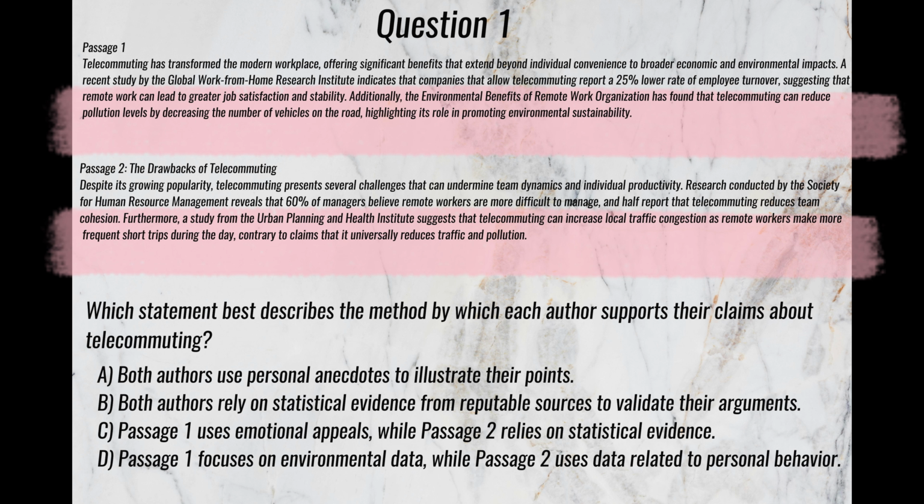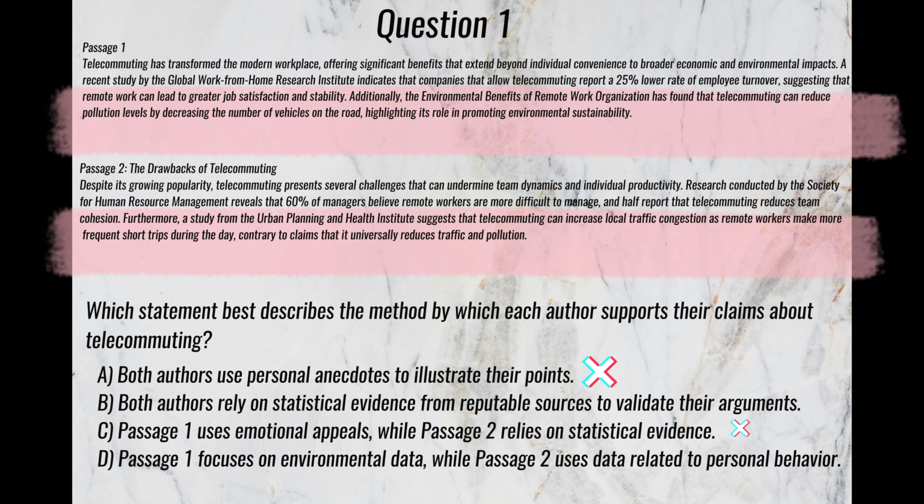Choice A mentions that both authors use personal anecdotes, but that's not quite right, as they both use more objective data. Now, choice B, this one's interesting because it notes that both authors rely on statistical evidence from reputable sources. This aligns with what we see in the passages. Then we have choice C, suggesting one uses emotional appeals and the other statistical evidence. But again, that doesn't match our texts, as both lean on data.